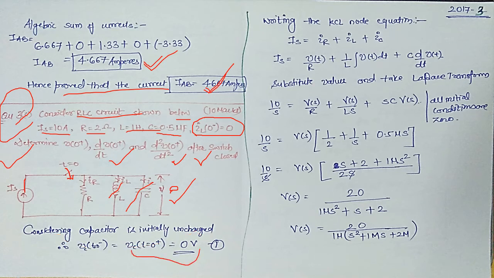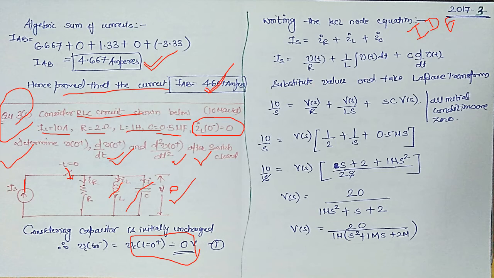So Vc at t equals 0 is 0. Now you have to go for d by dt of V at 0 plus. This is a very typical condition where you have an RLC circuit, so you will end up with an integral differential equation, IDE.